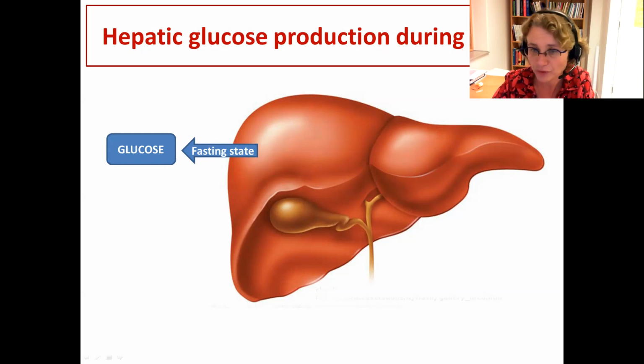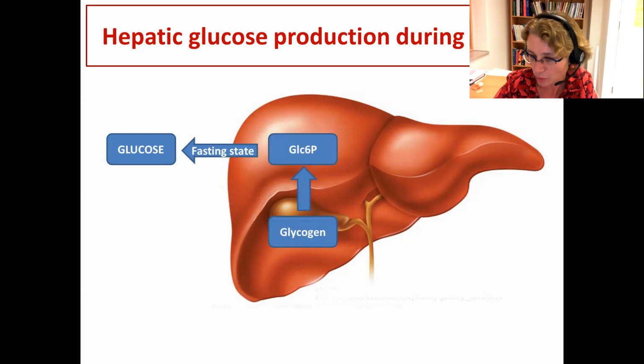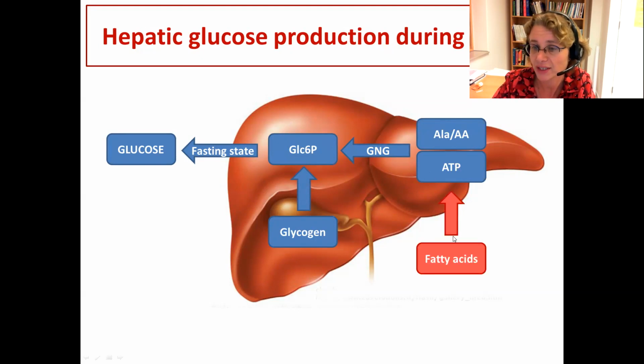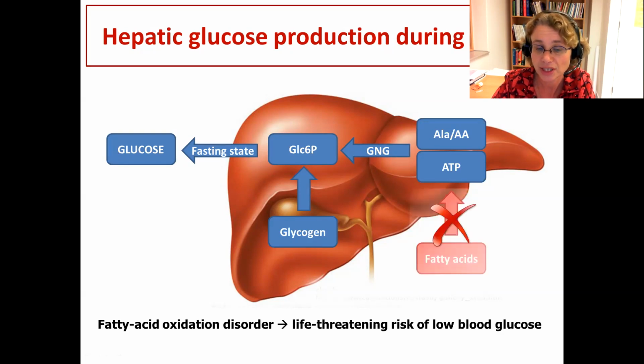So where does it come from? It comes, of course, from glycogen stores, but it can also be produced de novo. So once the stores are getting depleted, it becomes important that, for instance, amino acids are taken as substrates, converted to glucose. But this requires energy in the form of ATP. And then we need the fatty acid oxidation. So if there is a defect in the oxidation of fatty acids, then you have an immediate risk of low glucose levels. So this is a life-threatening disorder in principle.